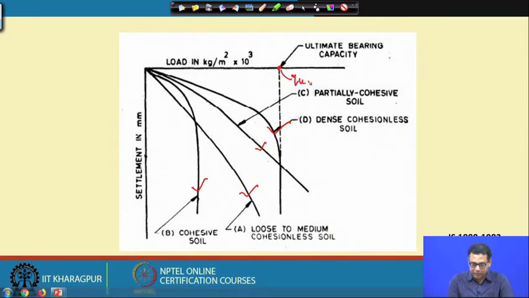But for this type of curve, where it is not parallel to the settlement axis, we draw tangents to the initial straight portion of the curve and the final straight portion of the curve. If I extend those, this is the intersection point. The corresponding load or stress will give the ultimate load or stress. This is the double tangent method, and that is the single tangent method, by which we can determine the ultimate load from the load settlement plot.